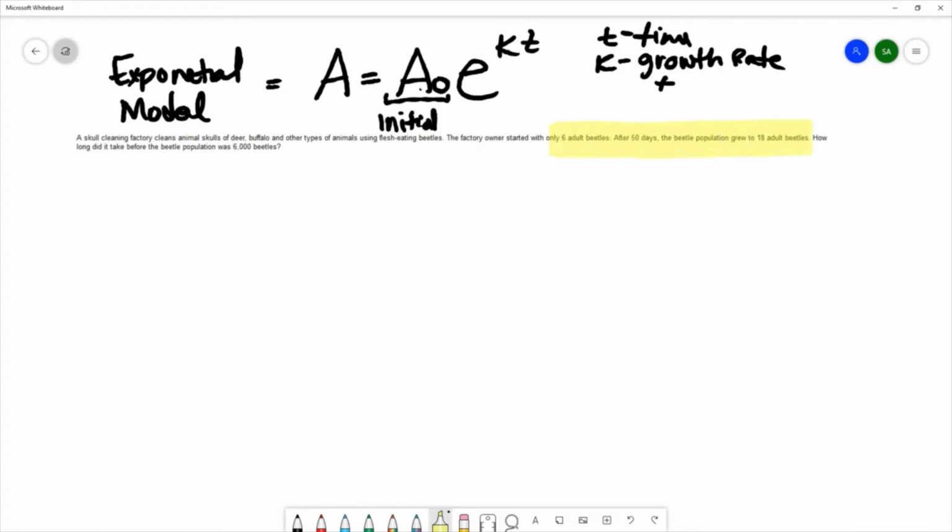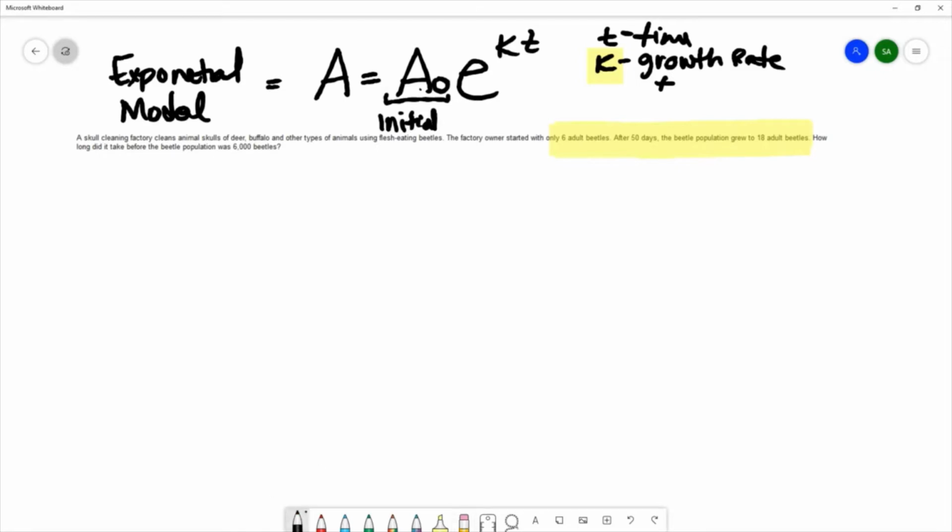So with this information from the beginning about starting with 6 adult beetles and after 50 days the population grows to 18, we're going to be able to figure out what the growth rate is. And then once we know the growth rate, then we're going to be able to answer the question that's posed on the second part, which is how long did it take before the beetle population was 6,000 beetles? So let's start with finding the growth rate.